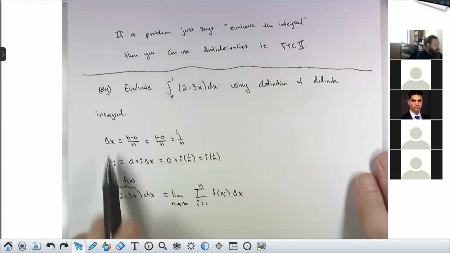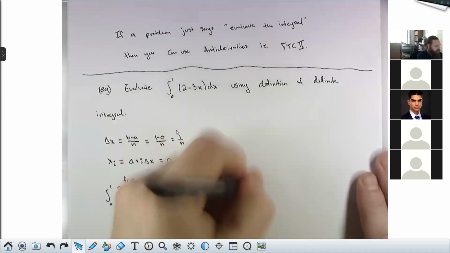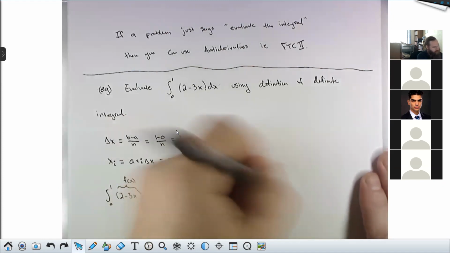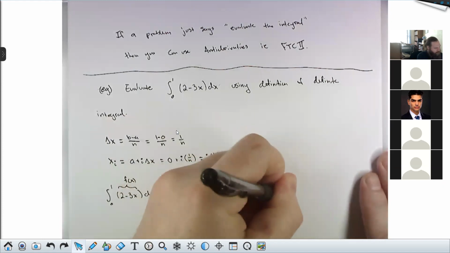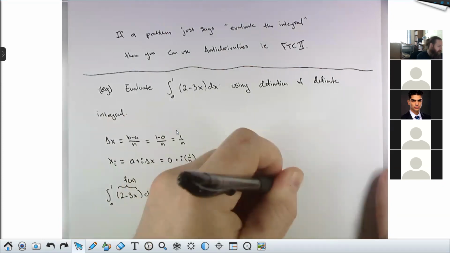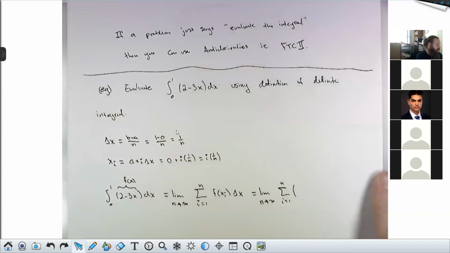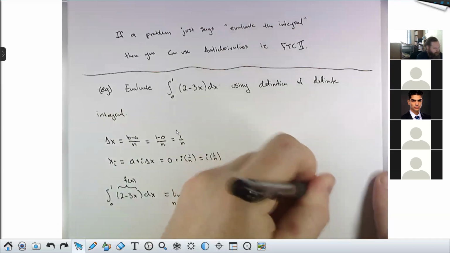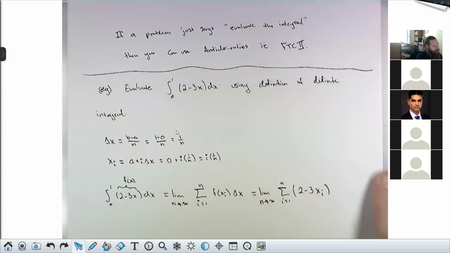The xi's and the delta x's are known. So this is the limit as n goes to infinity of the sum from i equals 1 to n. 2 minus 3x is f of x, so 2 minus 3 times xi is f of xi. And delta x is 1 over n.